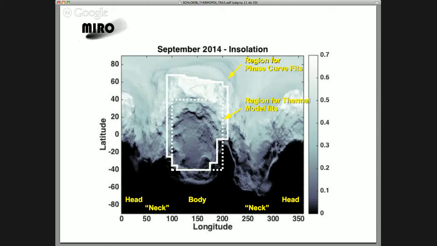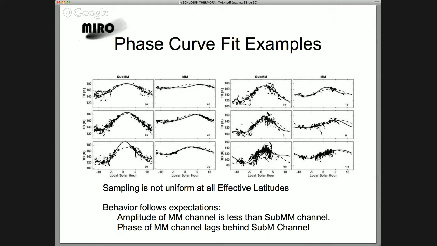Okay, so here's some examples of fitting phase curves to the data. We don't get uniform sampling at all latitudes of the measurements with phase, but we do pretty well, and we're able to define the phase curves. And one of the features is that the amplitude of the submillimeter channel variations is bigger than that of the millimeter variations, and the phase of the millimeter phase curve is delayed compared to the submillimeter one. And this is exactly what you would expect from these thermal waves propagating into the interior.